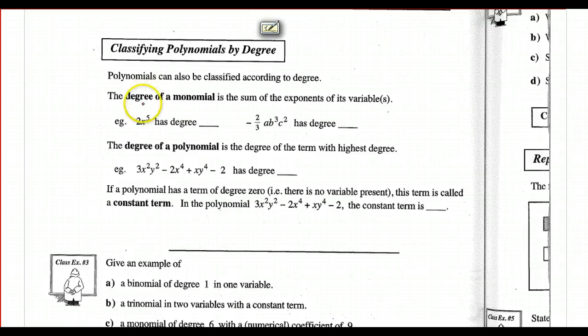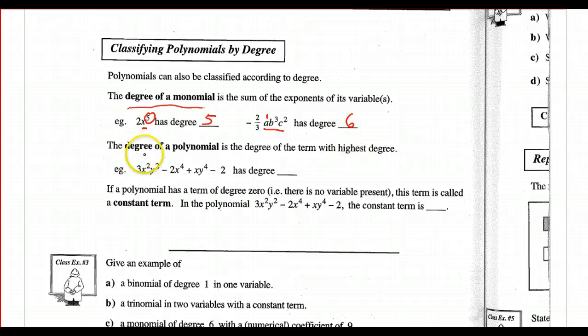This is important. The degree of any monomial, so any one term, is the sum of the exponents of its variables. So let's look at the variables here. There's only one variable and it has the exponent 5, so the degree is 5. Here I have a, b, and c, so I'm going to add them all together. Remember, there's a 1 here, so 1 plus 3 plus 2, that's 6. So this has a degree of 6.